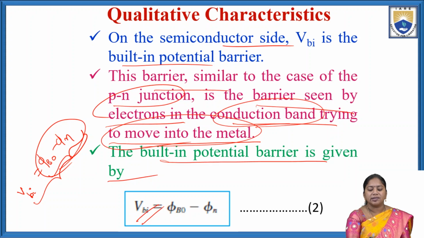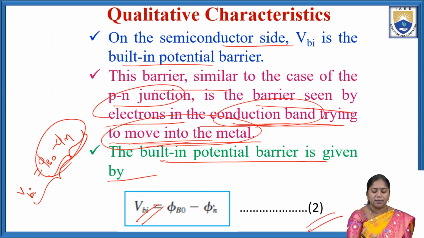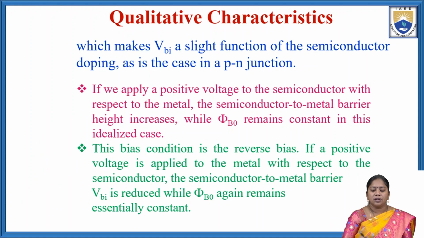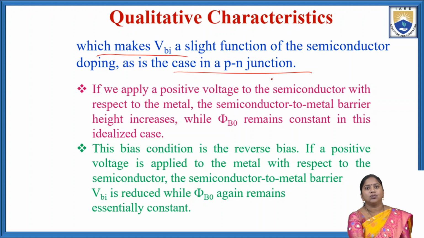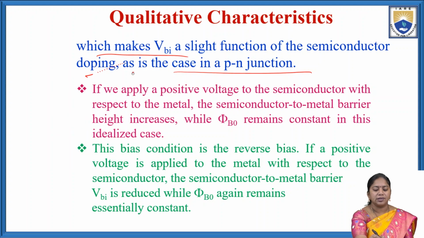VBI equal to phi B naught minus phi n, that is equation 2, where phi B naught is the barrier height and phi n is the metal semiconductor work function. This makes VBI, the built-in potential, a slight function of the semiconductor doping, as in the case of the PN junction diode.